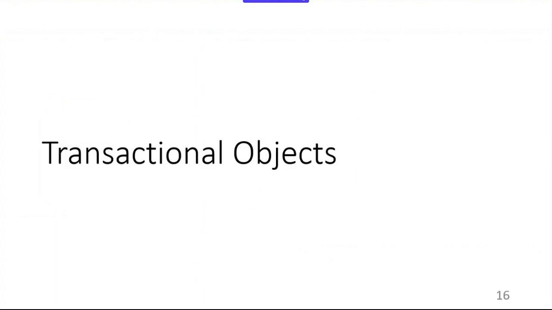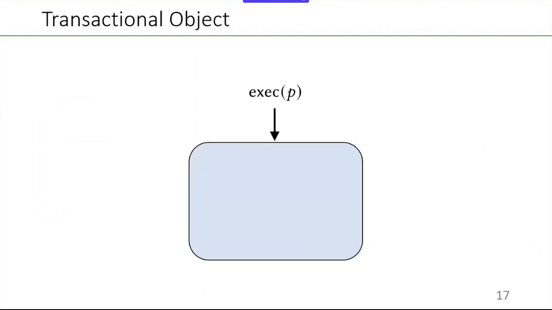Okay, so with that, let us look at transactional objects. I mentioned that we have to capture serializability as well as linearizability in this framework. And now I'm going to show you how we do that, how we capture transactional objects. So what are transactional objects, by the way? Transactional objects are these special objects that have this method execute. And you can pass programs to this method. And then that method is expected to execute this program atomically.